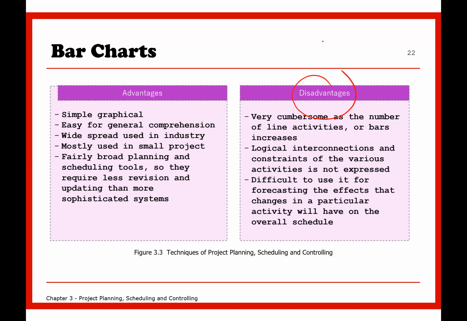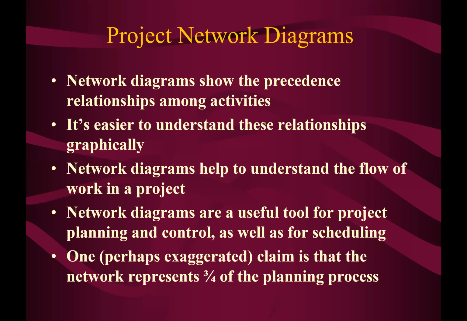Disadvantages, because it is simply line by line without showing the link. If we are not using software, then it is very difficult to see the relationship. But that kind of issue has been resolved if we use current software, which can do that. Okay. All right. Project network diagram.